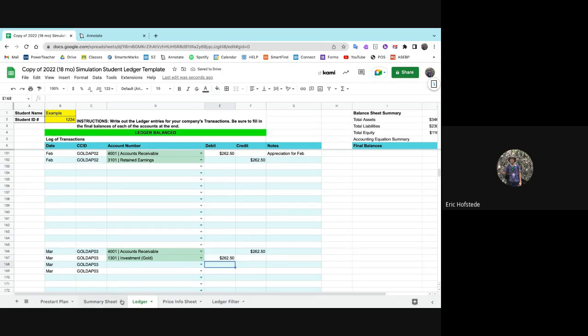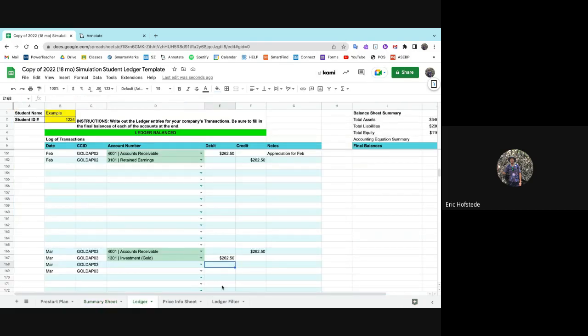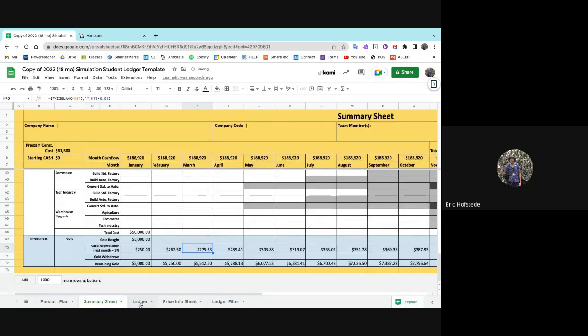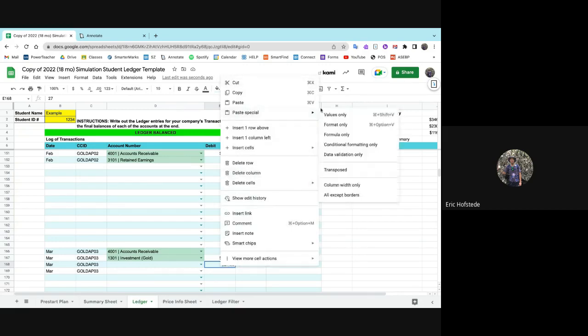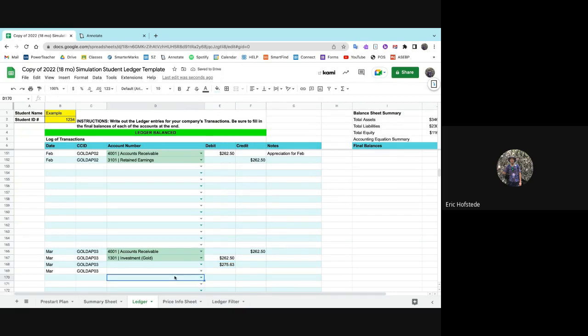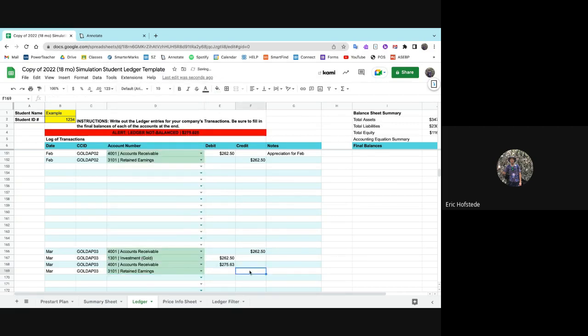And now I have new interest that I earned, and my ledger does the calculation for me. So I get 275.63. I don't like that number, so I'm going to copy it. Control C, and I'm going to right click, paste this as a value. All right, so that is my new future appreciation accounts receivable, debiting it so it goes up, and my retained earnings also increases. So I credit that by that same amount.